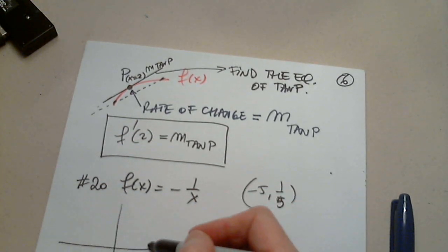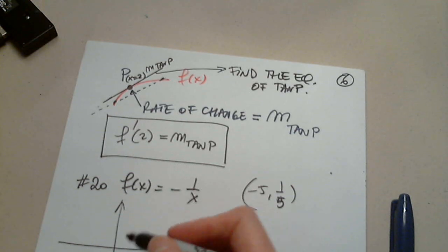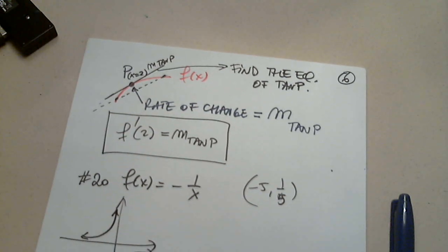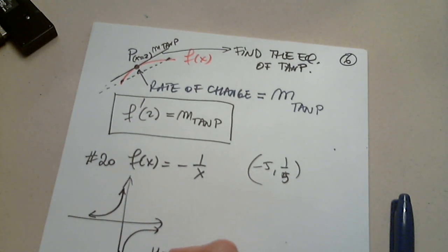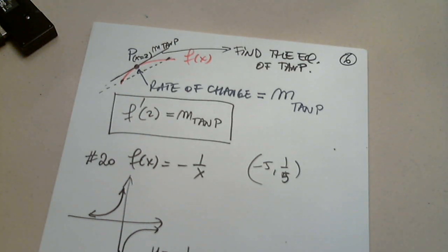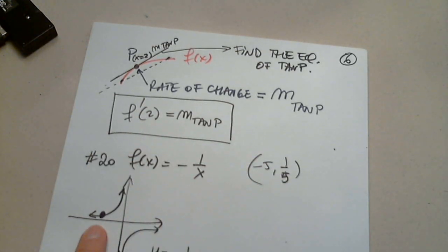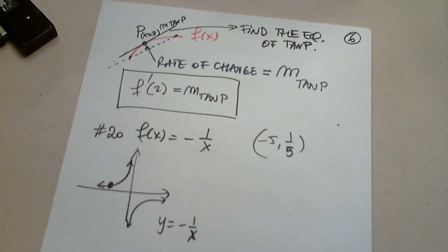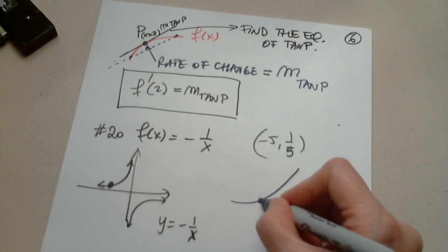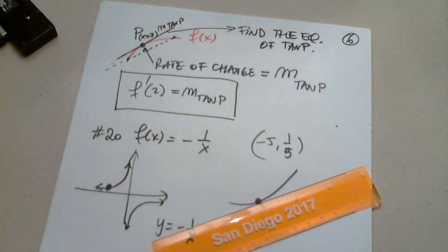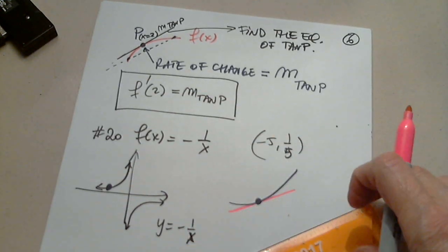So I can graph 1 over x. This is 1 over x, but this is -1 over x, so it'll be this. We don't have to graph it. I just want to make a point. So this graph is y equals -1 over x. And the point (-5, 1/5) is, let's say, here. -5 for x, 1/5 for y. So the graph looks something like this, and we're asked to find the equation of the tangent line to the graph at that point.